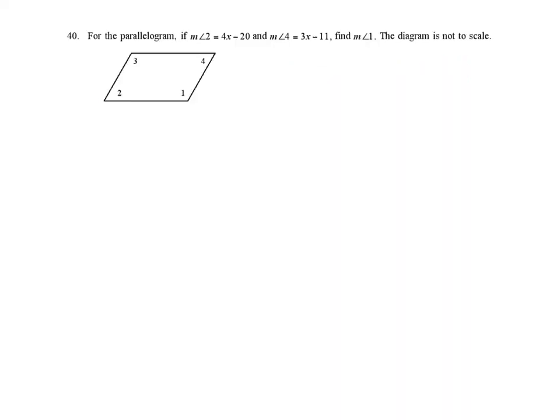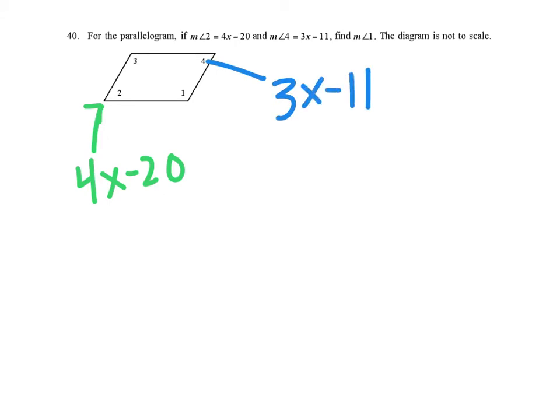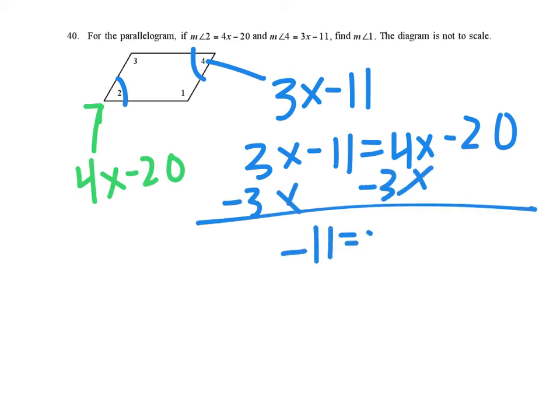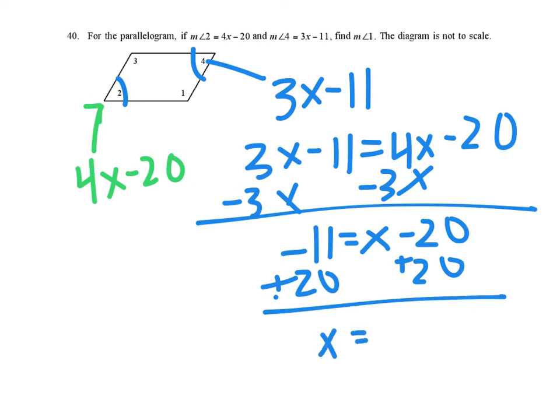Number 4 says for the parallelogram, if the measure of angle 2 is 4x minus 20, and the measure of angle 4 is 3x minus 11, find the measure of angle 1. So I know angle 2 and angle 4 are going to be congruent. So we are going to do 3x minus 11 equals 4x minus 20. We will subtract our 3x from both sides, and we get negative 11 equals x minus 20. Then we'll add our 20 to both sides, and we get x equals 9.